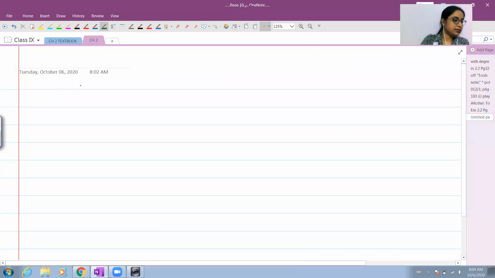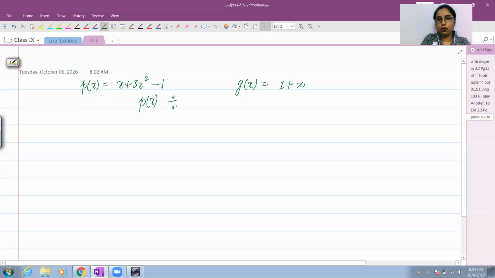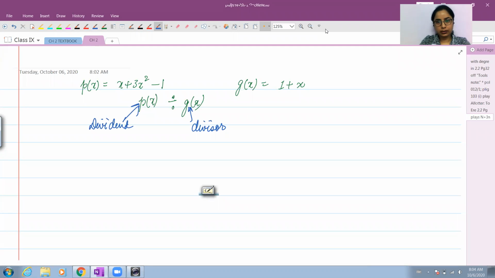So I'm going to take the same example here. Let us say we have p(x) equals x plus 3x square minus 1 and g(x) is equal to 1 plus x. So these are the two polynomials and we want to carry out the division of p(x) with g(x). So this here is your dividend and the second polynomial is your divisor. Okay. So this is a simple fact. When we divide two values, the one which is being divided is your dividend and the value by which we carry out the division is your divisor. So this is what we have.